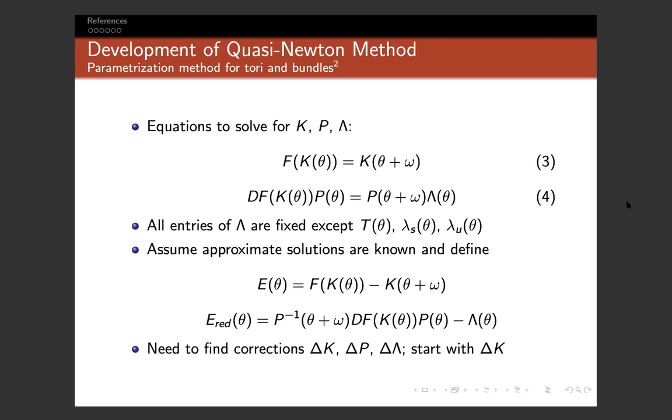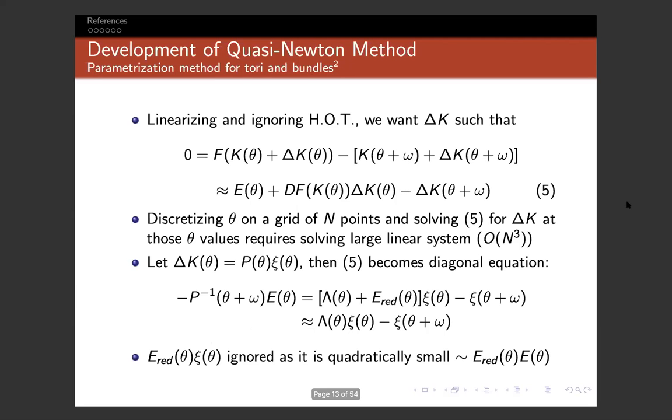So E of theta is the error in equation 3, and then irreducibility is essentially the error in equation 4, except for the multiplying through by P of theta plus omega. And so now we want to find corrections, delta K, delta P, and delta lambda. So first of all, let's start with delta K. So if you linearize, you get this equation 5 here.